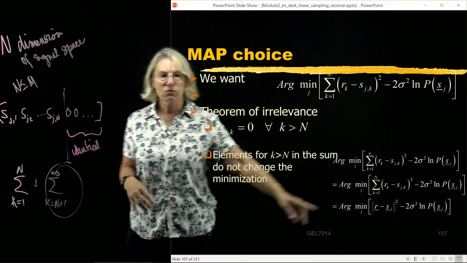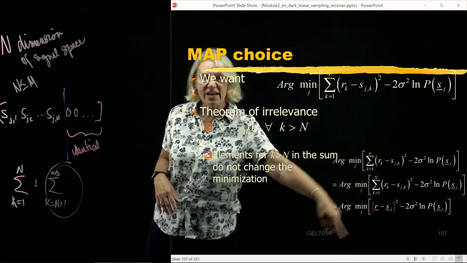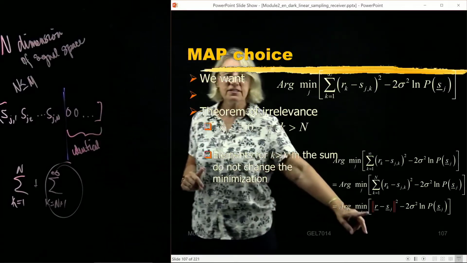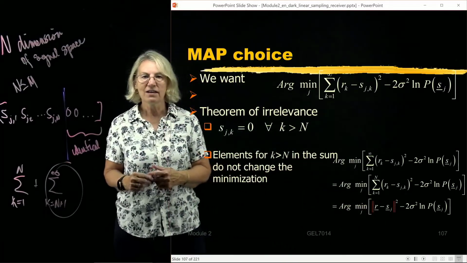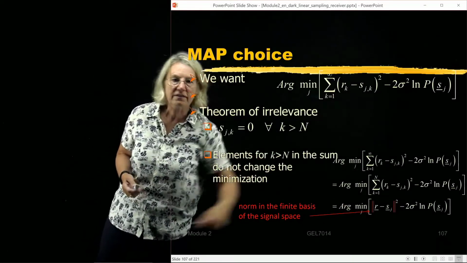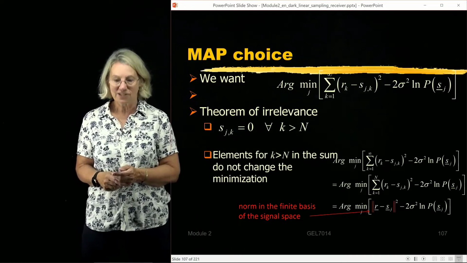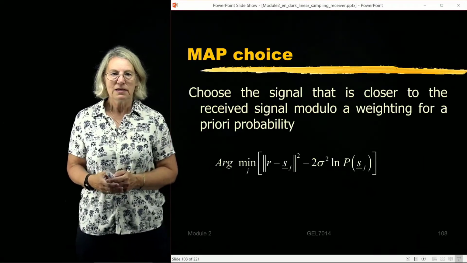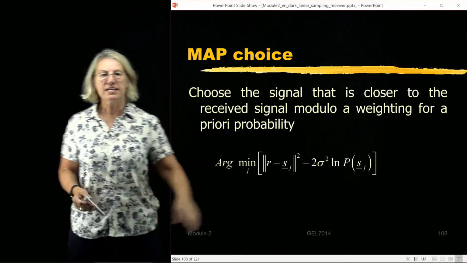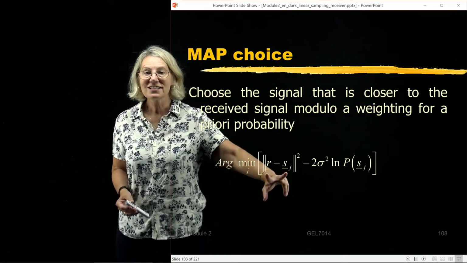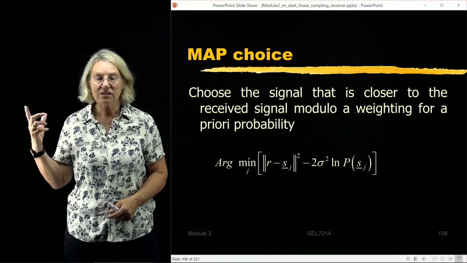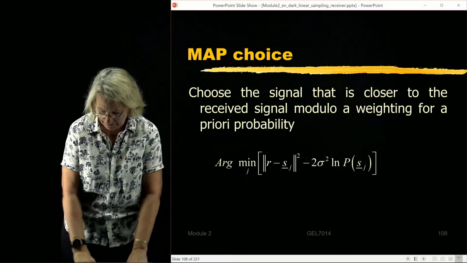Another way that we can write this sum is to say it's the L2 norm, the modulus squared, of the difference between the received signal and each one of the symbols. So again, this is the norm in the finite basis of the signal space. In essence, what we're asking with the MAP choice is to minimize the distance between the received signal and each one of the transmitted symbols.